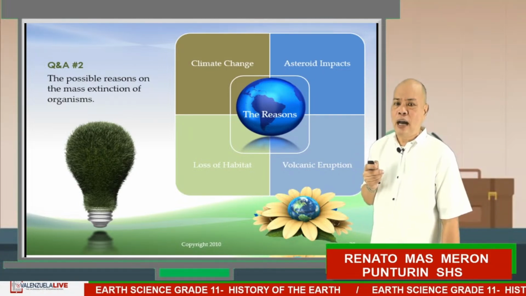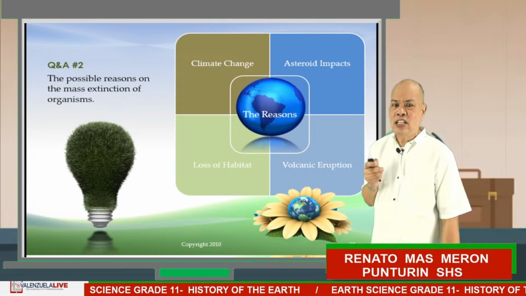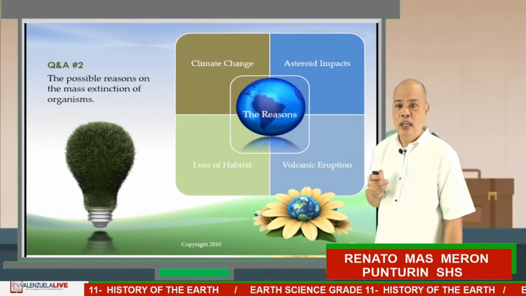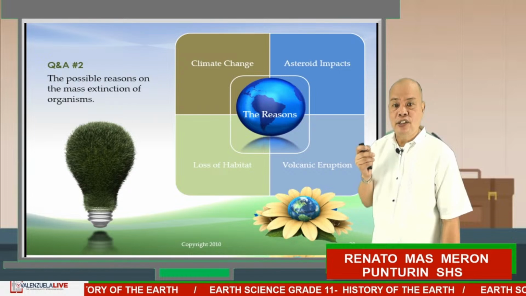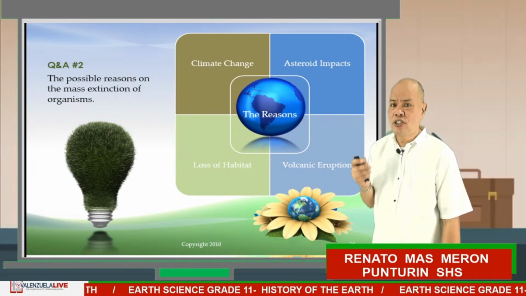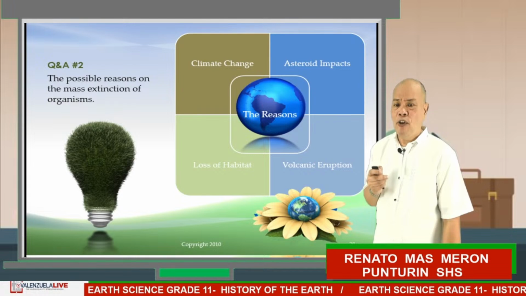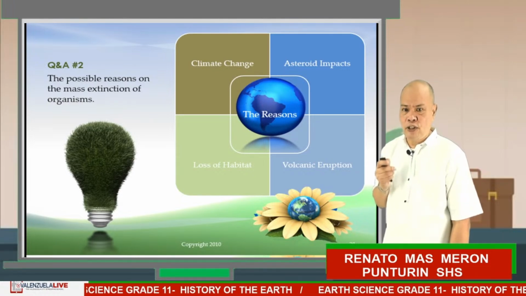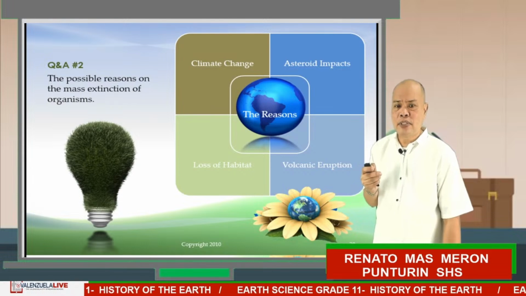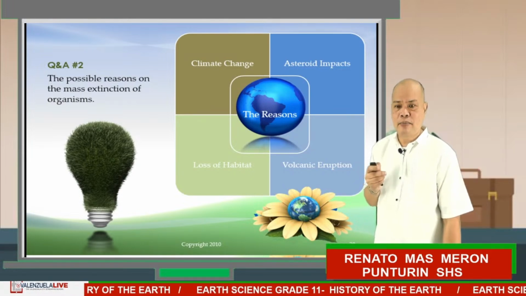Scientists believe that the possible reasons of mass extinction of living organisms in this era were the following. Climate change that occurred on Earth. Asteroid impacts that brought massive destruction and death. Volcanic eruptions on the Earth's surface. Loss of habitat of many marine organisms as well as land organisms.